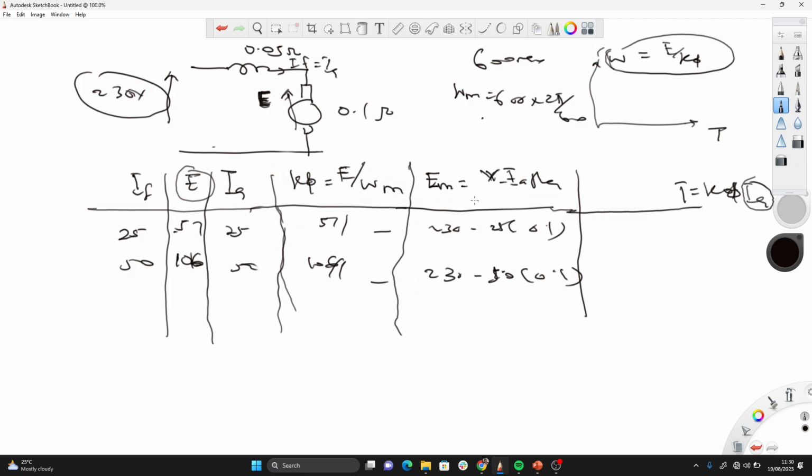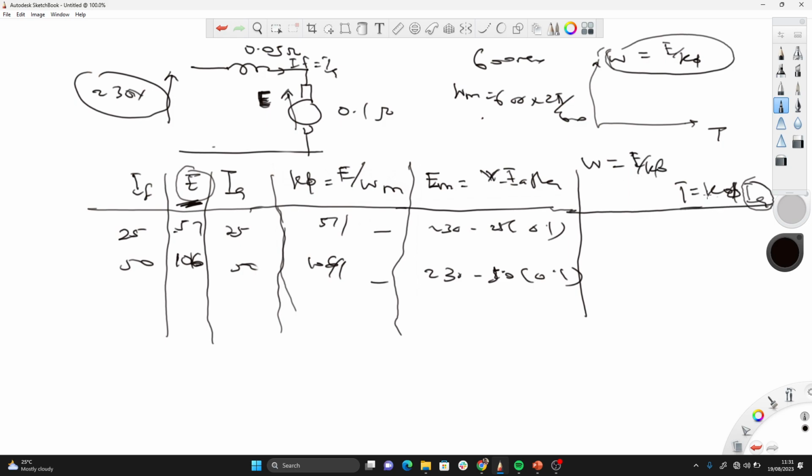Now why am I finding this E? I'm finding this E so that I can find my omega. I know that omega is equal to E over K phi. Not this E, this is an E obtained from a certain characteristic, but I want the E of the motor at the individual armature current. So once I have this E and K phi, omega is E over K phi.